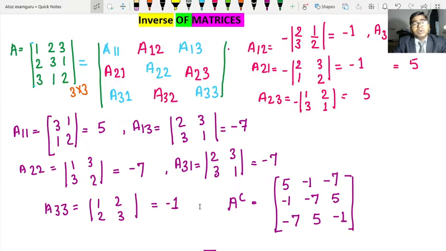Today we will discuss how to find the inverse of any matrix. First of all, let us see. If any matrix of order 3 or higher is given to you, then first of all find the cofactors of the given matrix.